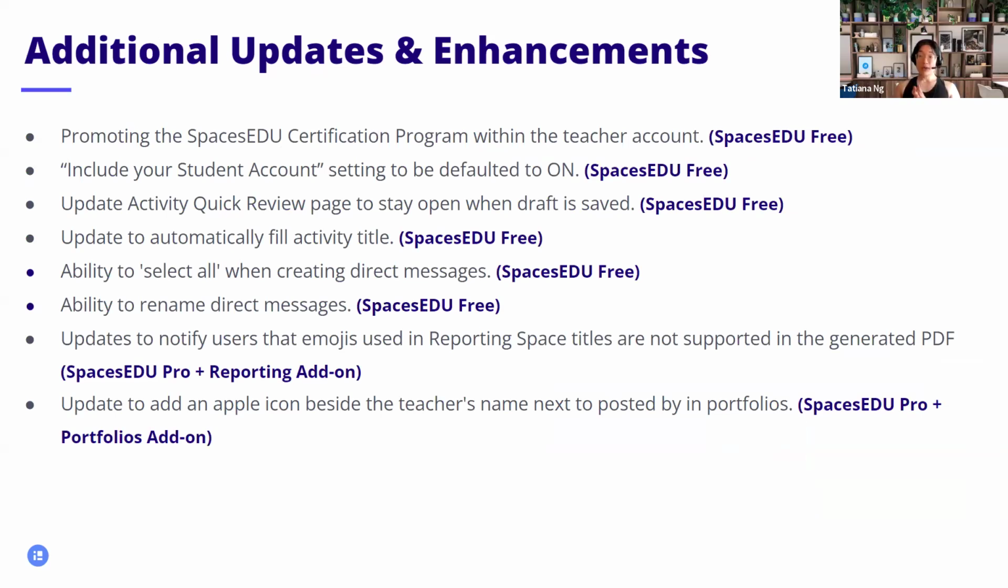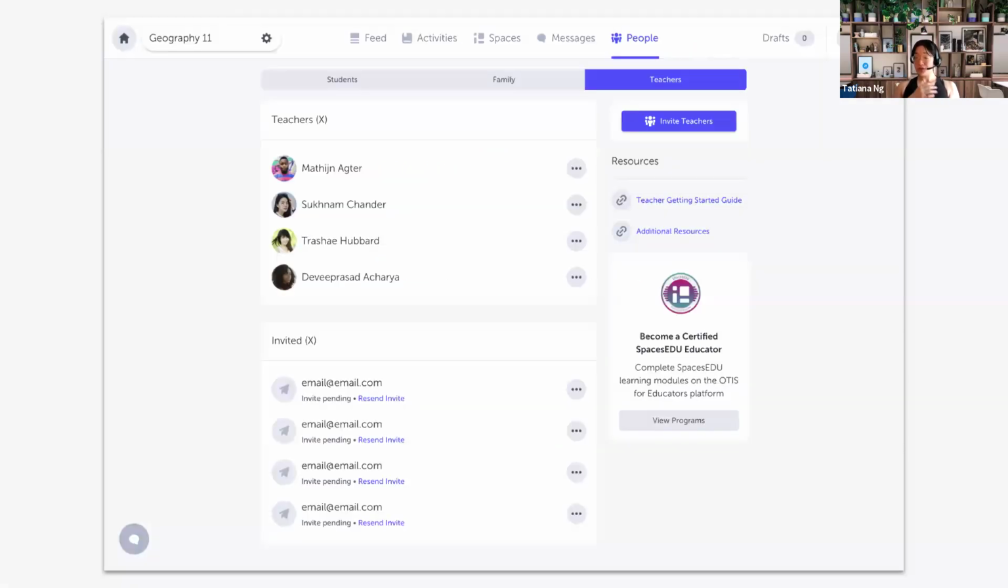There are two in particular I wanted to call out, one of them being our certification program being promoted under the People tab. So if you didn't know, we actually have a self-paced program here available at SpacesEDU through Otis. So you are able to sign up for a free account and get certified. So to become a certified SpacesEDU educator, you can go ahead and access this through the People tab, as you can see, and then click on the View Programs button to get started.